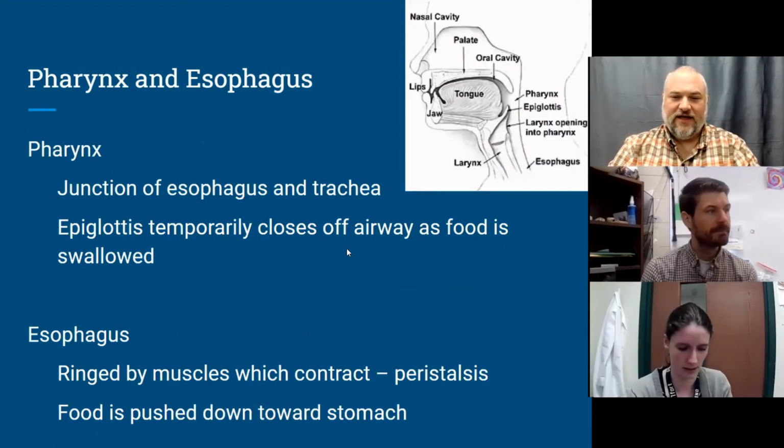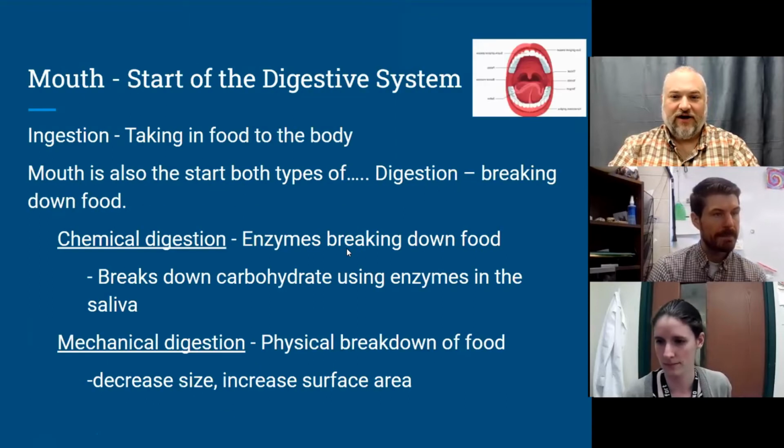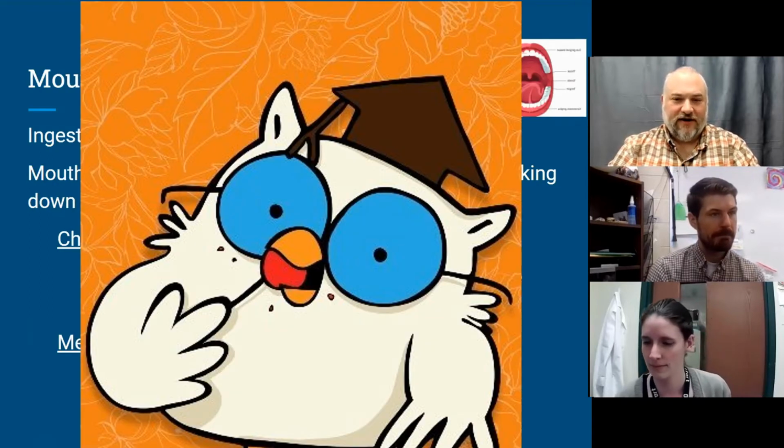And you can test out that chemical digestion in the mouth. You can put a sucker in there, a carbohydrate, right? And it'll eventually just melt away almost.